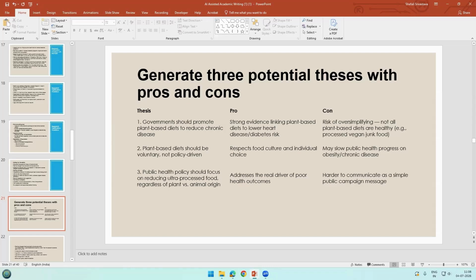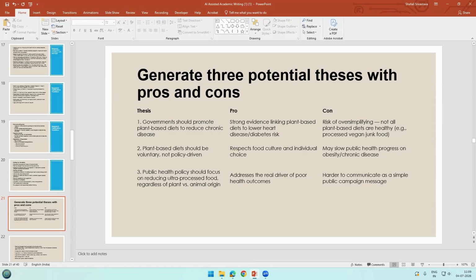Government should promote plant-based diets to reduce chronic disease. So what are the pros in it? Strong evidence linking plant-based diets to lower heart disease or diabetes risk. Risk of oversimplifying. Not all plant-based diets are healthy. For example, processed vegan junk food. So this is the con of it. Like pro is the argument supporting it, and con is the counter argument.